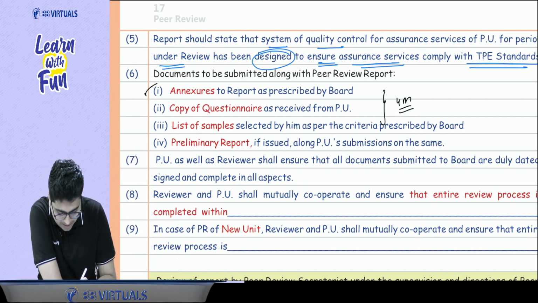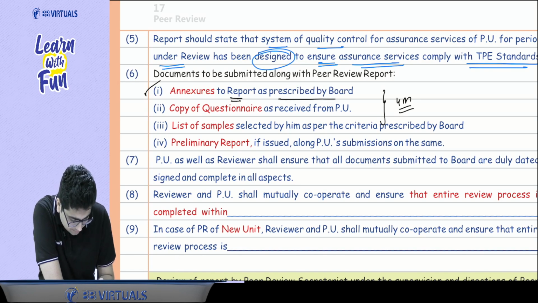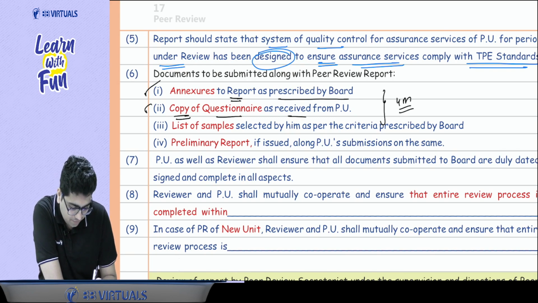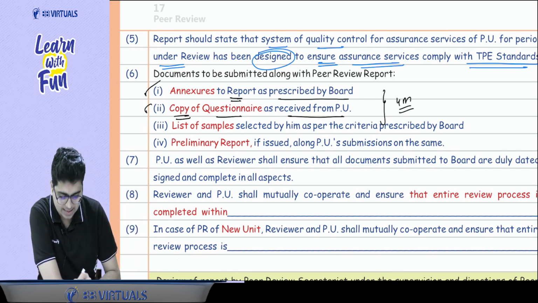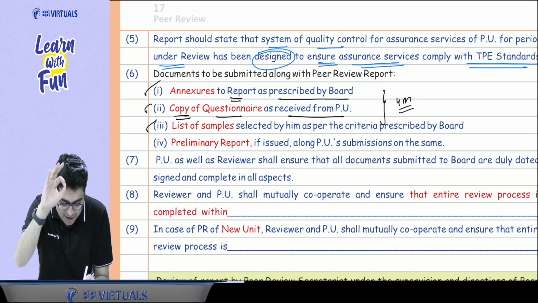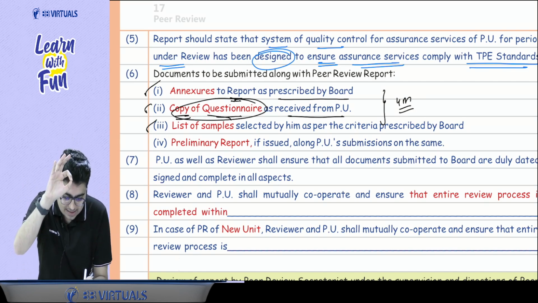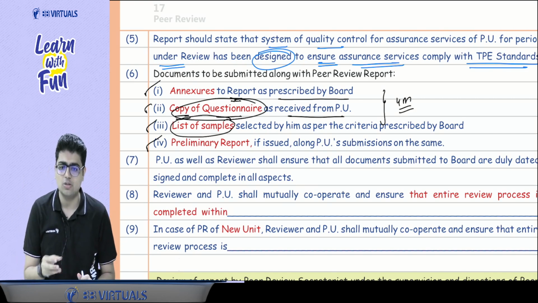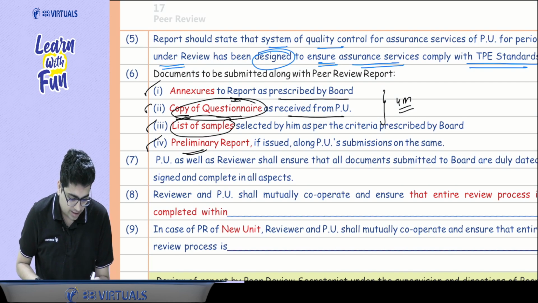First thing, annexures to the report as prescribed by the board. Copy of the questionnaire from which he selected the samples. Then the list of samples. First of all, from where he selected the samples, then the list of samples. And once he has evaluated the samples, he will also attach the preliminary report, if issued, along with the practicing unit's submission on the same.